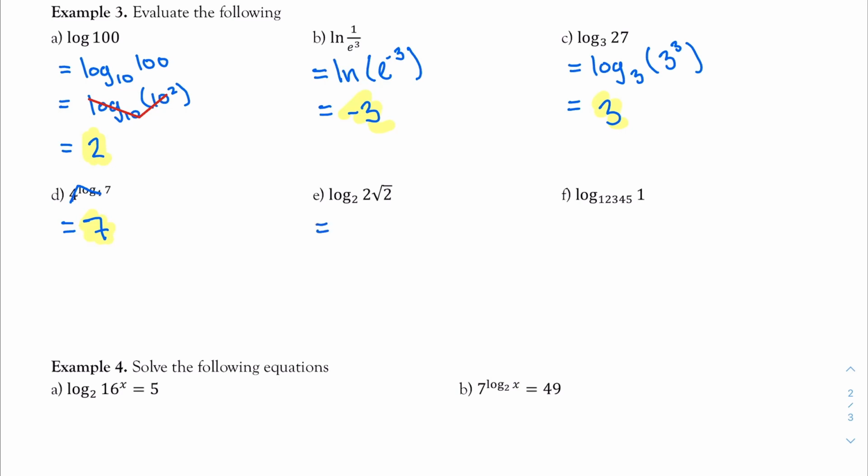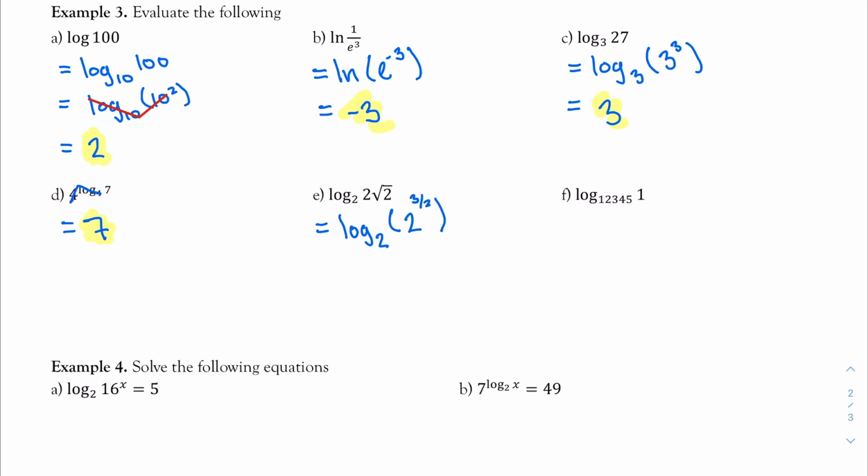For part E, I have log base 2 of 2 times the square root of 2. This might look a little weird at first, and we do have to be careful here. Right now, we don't have the same base. We're almost there. Because whatever is inside of my log here, it's not just a plain 2, nor a 2 to a power. It's 2 times the square root of 2. However, I could rewrite this as log base 2 of 2 to the 3/2 power. Now, how did I get 3/2 as my power?